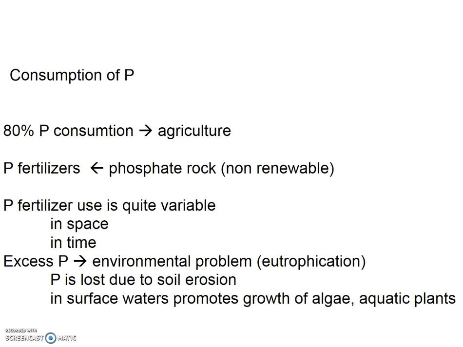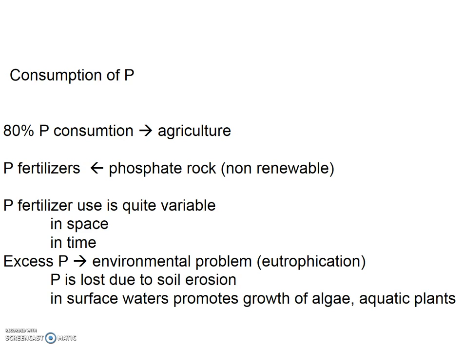The consumption of phosphorus is mostly dedicated to agriculture as phosphorus fertilizer. Phosphorus fertilizers in the end all come from phosphate rock, and phosphate rock is a limited non-renewable resource. The amount of phosphorus fertilizer is quite variable in the different areas and also has been changing quite a lot with time.